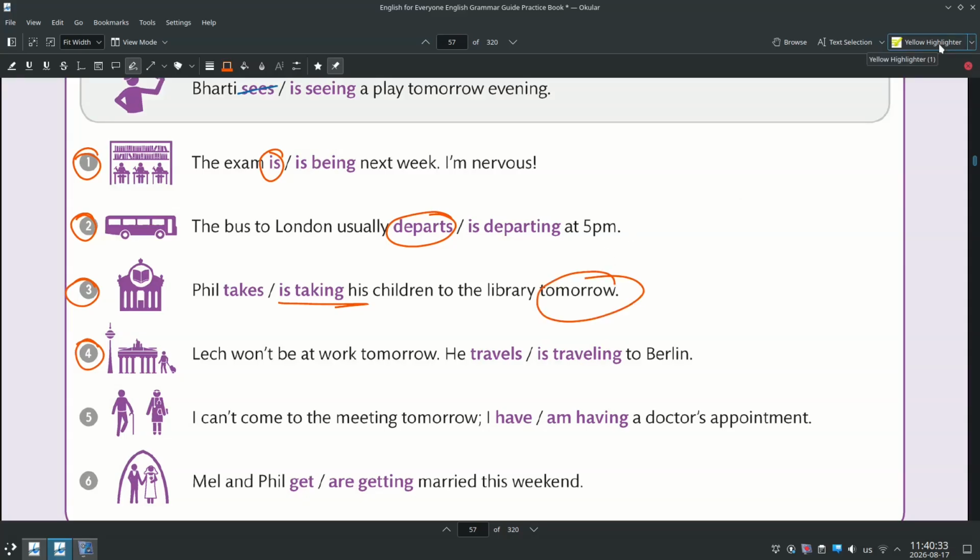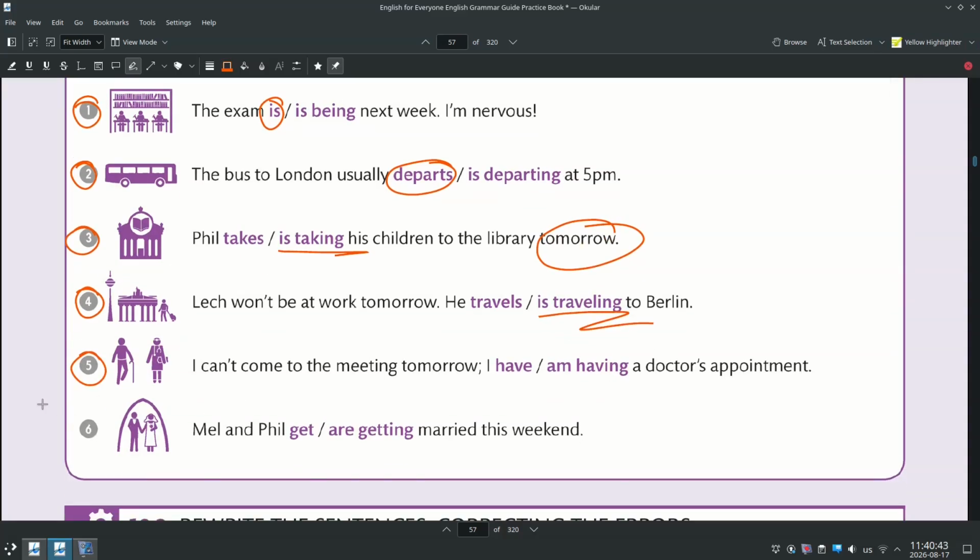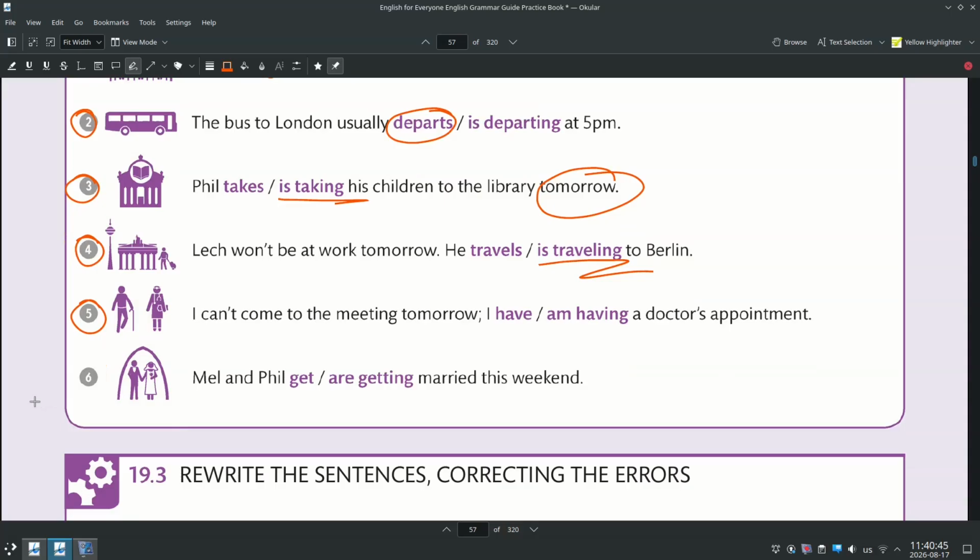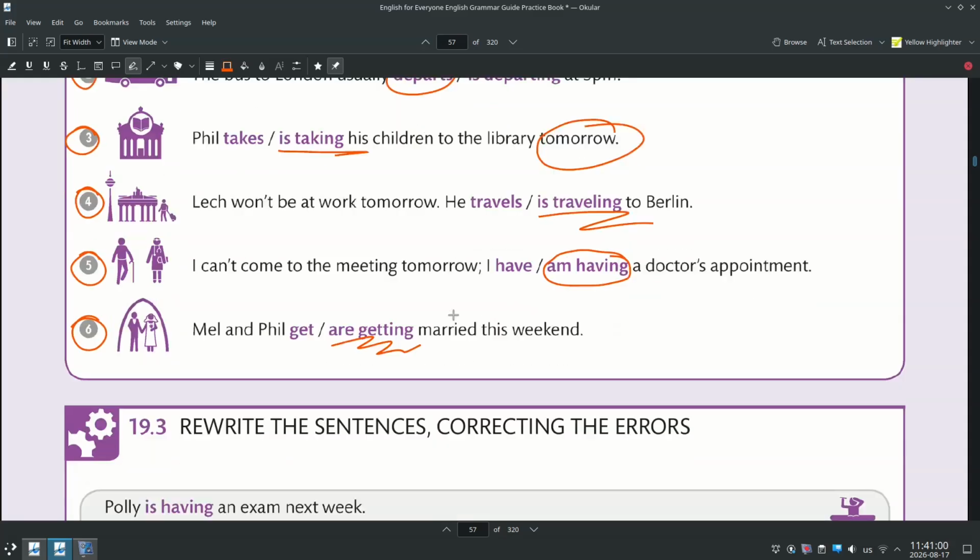Number 4. Leg won't be at work tomorrow. He is traveling to Berlin. He is traveling. Number 5. I can't come to the meeting tomorrow. I'm having a doctor's appointment. I am having. Number 6. Mel and Phil are getting married this weekend. Are getting married.